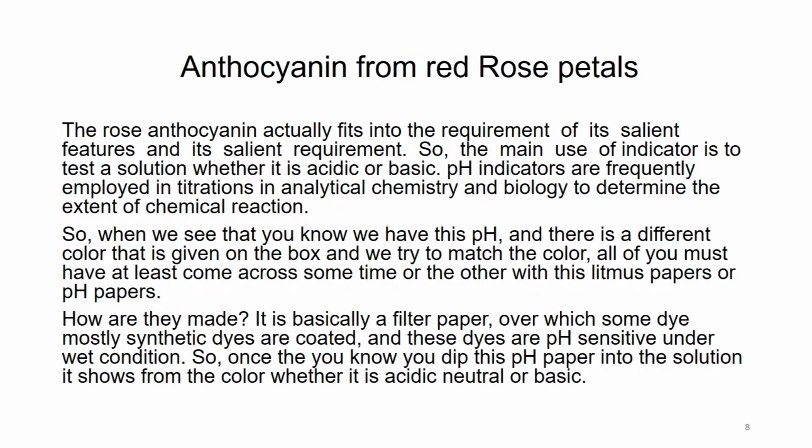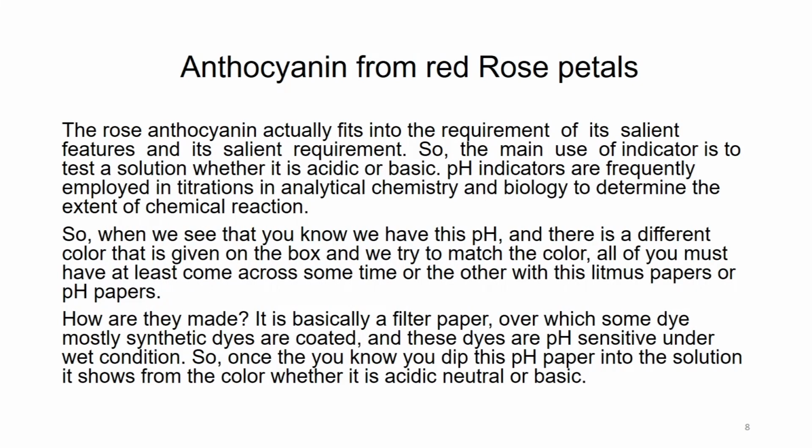Anthocyanin from red rose petals. The rose anthocyanin actually fits into the requirement of its salient feature and its salient requirements. So, the main use of an indicator is to test a solution, whether it is acidic or basic.